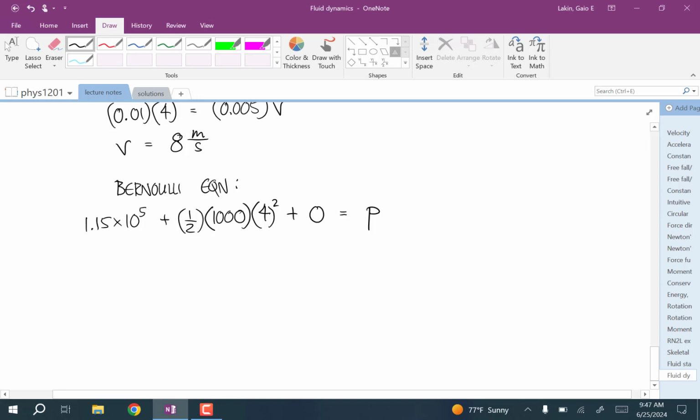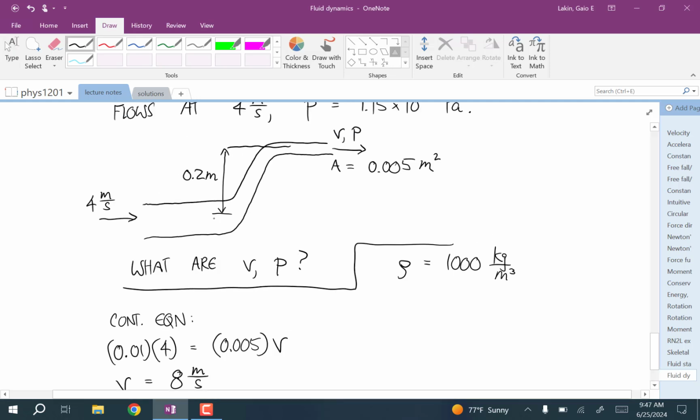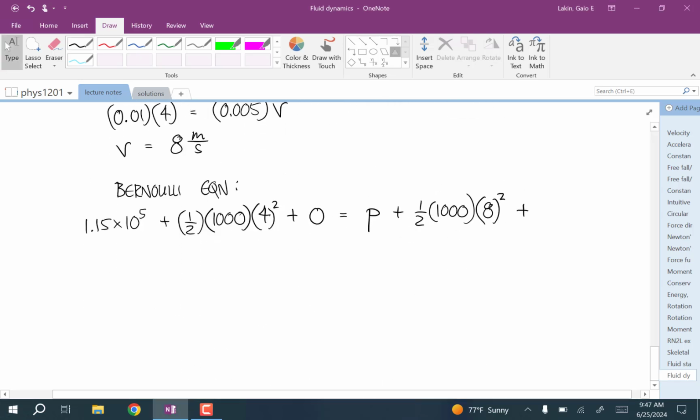So it's equal to the pressure that we're trying to calculate plus 1/2 times 1,000 times the speed squared, and the speed at the right side is 8 meters per second. We got that from the continuity equation. And then plus, now we do have a height. If the height is 0 on the left side, the height is 0.2 meters on the right side. So plus 0.2 times the density times the acceleration of gravity in free fall.